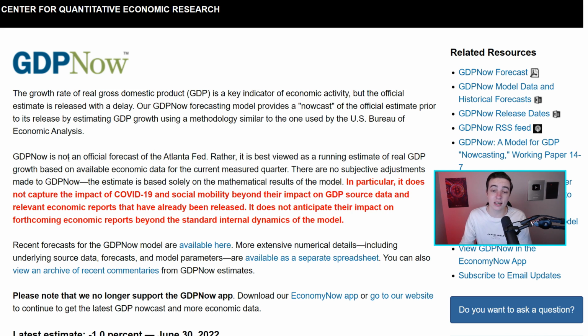And as it says here in the second paragraph, GDP Now is not an official forecast of the Atlanta Fed. Rather, it is best viewed as a running estimate of real GDP growth based on available economic data for the current measured quarter. So once again, these are not the official finalized numbers, but they are the initial estimates based on similar methods that are actually used to calculate GDP by the US Bureau of Economic Analysis. So even though these are not the final official numbers, they are likely pretty accurate.